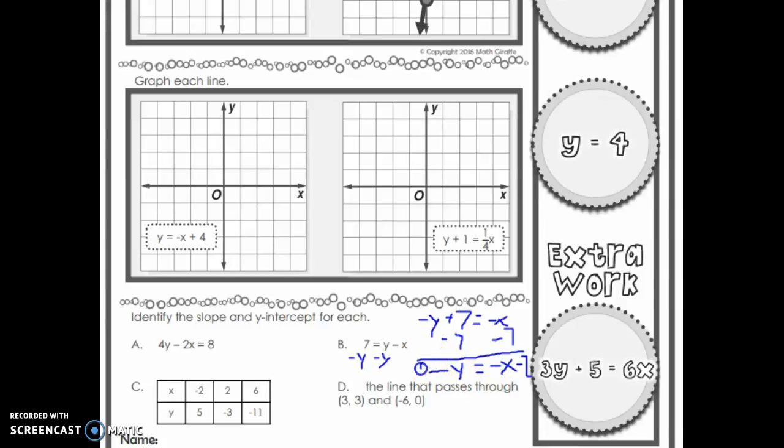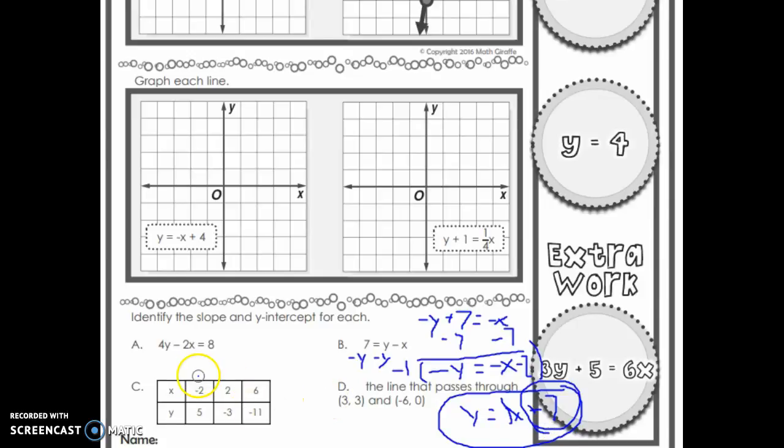So what I need to do is multiply everything here by a negative 1. If I multiply everything by a negative 1, it eliminates my negative y. So now I have y equals, and remember this is the distributive property, negative 1 times negative x is a positive x. Negative 1 times negative 7 is positive 7. What is my slope? It's 1 because that's the coefficient in front of x. My y-intercept is positive 7.